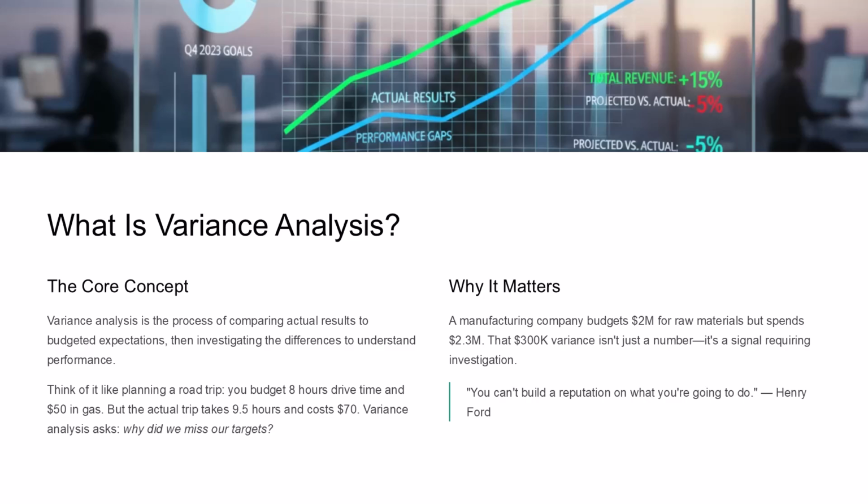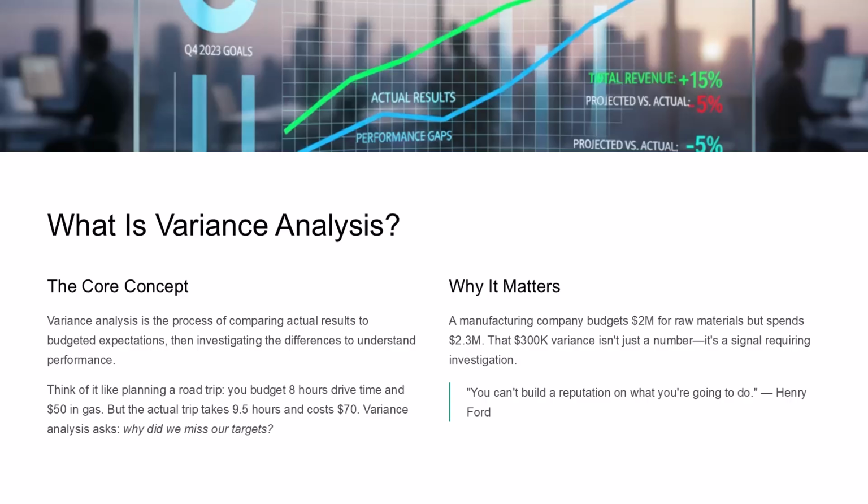Here's the philosophical truth behind variance analysis, and this is a gem I want you to hold. Every business operates in 2 worlds simultaneously. There's the world of the plan, the budget, the forecast, the projection. And there's the world of reality, the what really happened. Variance analysis is the bridge between those 2 worlds. It's how organizations learn, adapt, and improve. Without it, you're flying blind. With it, you have a compass, a map, and a mirror. That's the why behind the why.